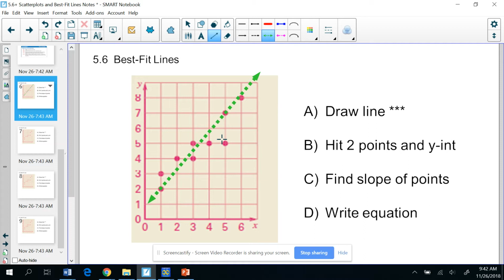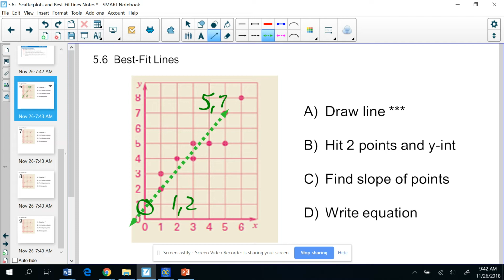But there's one part of the direction that I didn't account for here. It says to hit 2 points and the y-intercept. So I need to make sure that I do that. Hit 2 points and the y-intercept. So I'm going to start up here instead with this dot and go all the way down until I hit the y-intercept. So I've gone through 2 points. I've gone through the points of 1, 2, and the point of 5, 7 to create my line. And I have a y-intercept that's somewhere right in here.